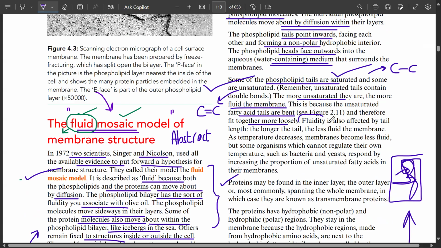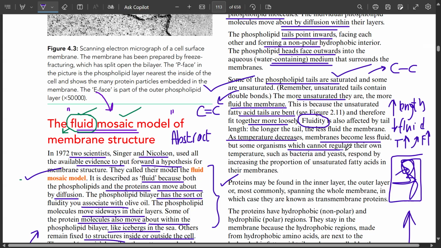Fluidity is also affected by the length. Remember, the longer the length, the less is the fluidity. And as the temperature decreases, membranes become less fluid. But when you increase temperature, fluidity increases.